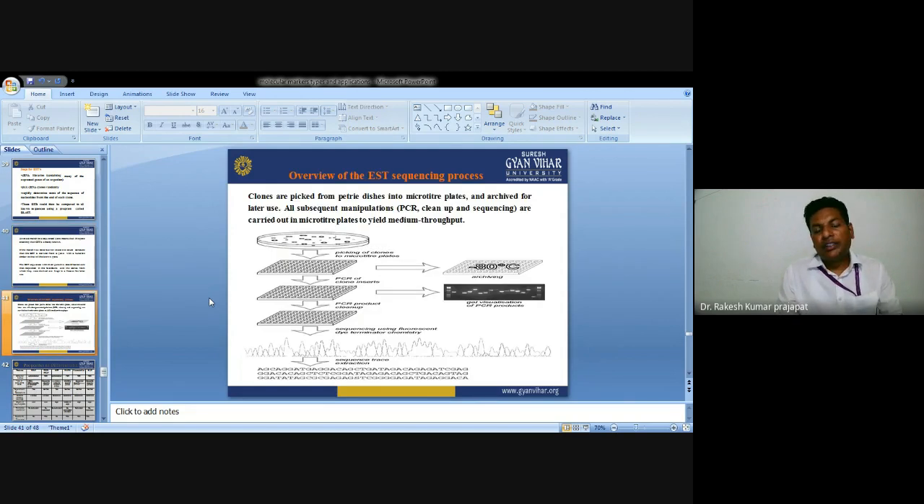The overview of the EST sequencing process: the clones are picked from the library into microtiter plates and archived for later use. All subsequent manipulations, such as PCR, cleanup and sequencing, are carried out in microtiter plates to yield medium throughput. This is the generalized outline of the EST sequencing protocol.